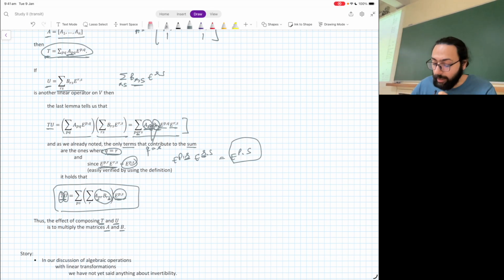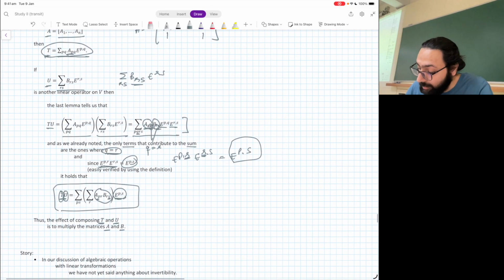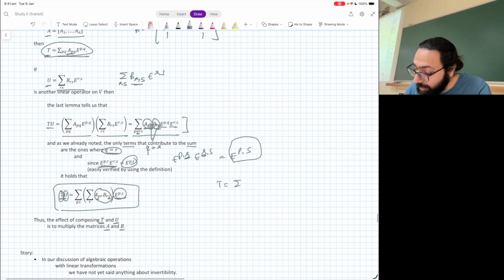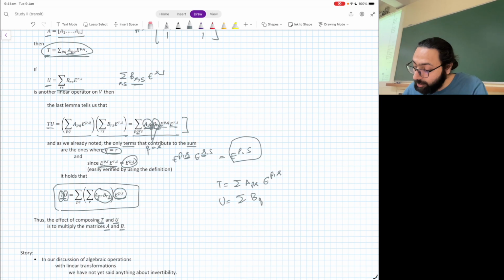So let me say it again in case you missed it. The point is that T we can express as some kind of linear combination of these EPRs, and U we can also express as some kind of linear combination of, let's say, EQL, because these are bases. This we already established.